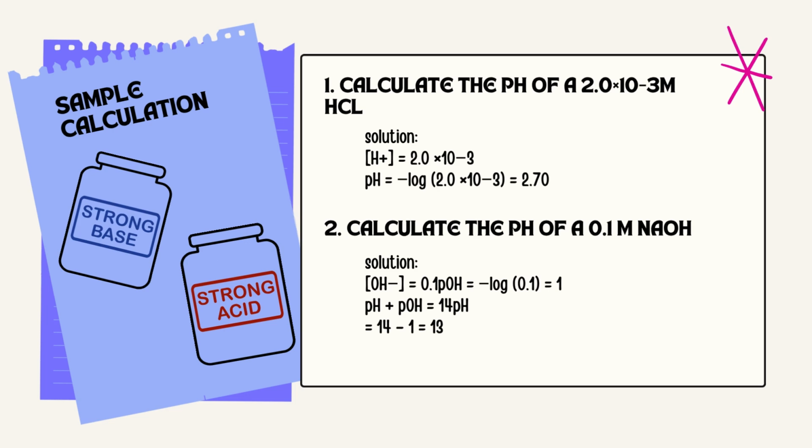First, for a 2.0 times 10^-3 M HCl solution, since HCl is a strong acid, [H+] equals 2.0 times 10^-3. pH equals -log(2.0 times 10^-3) equals 2.70. Next, for 0.1 M NaOH, NaOH is a strong base, [OH-] equals 0.1. pOH equals -log 0.1 equals 1. So, pH equals 14 minus 1 equals 13.